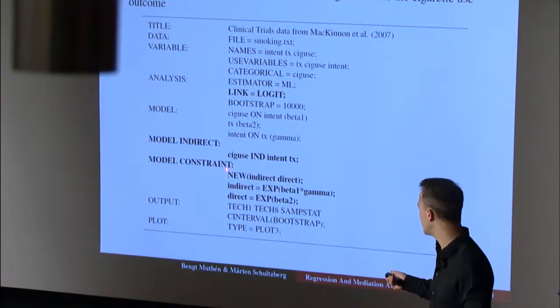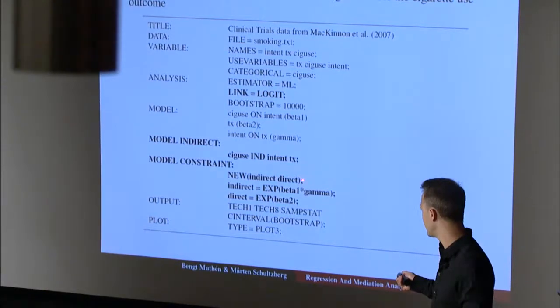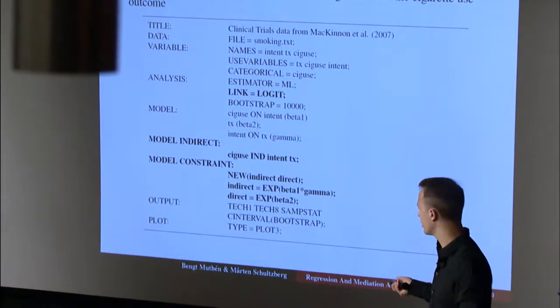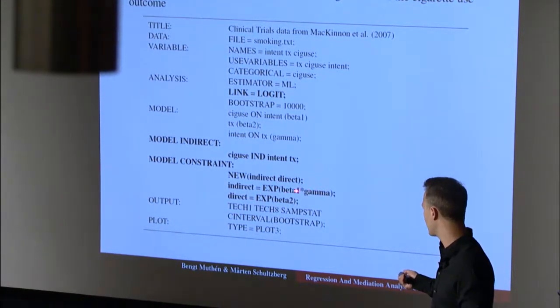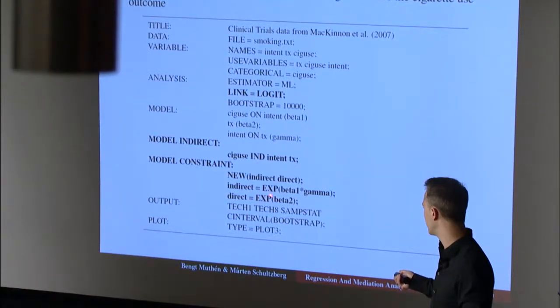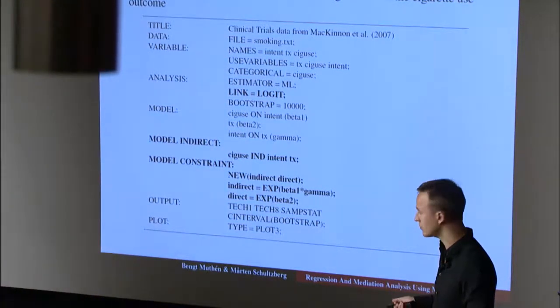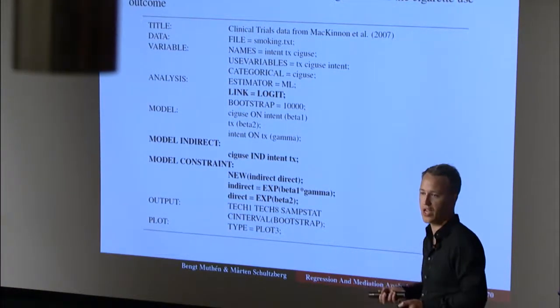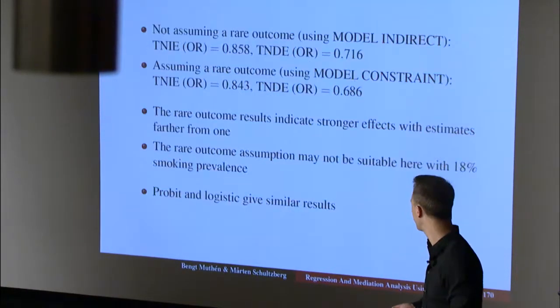So we can say we want to create 2 new parameters. Indirect, which is the indirect effect, is the exponent, where exp is a built-in function for an exponent in the model constraint command, of the product of these two. And the direct effect is simply the exponent of beta 2, corresponding to these names. So now we can compare these two results and see how well the approximation works in this case.